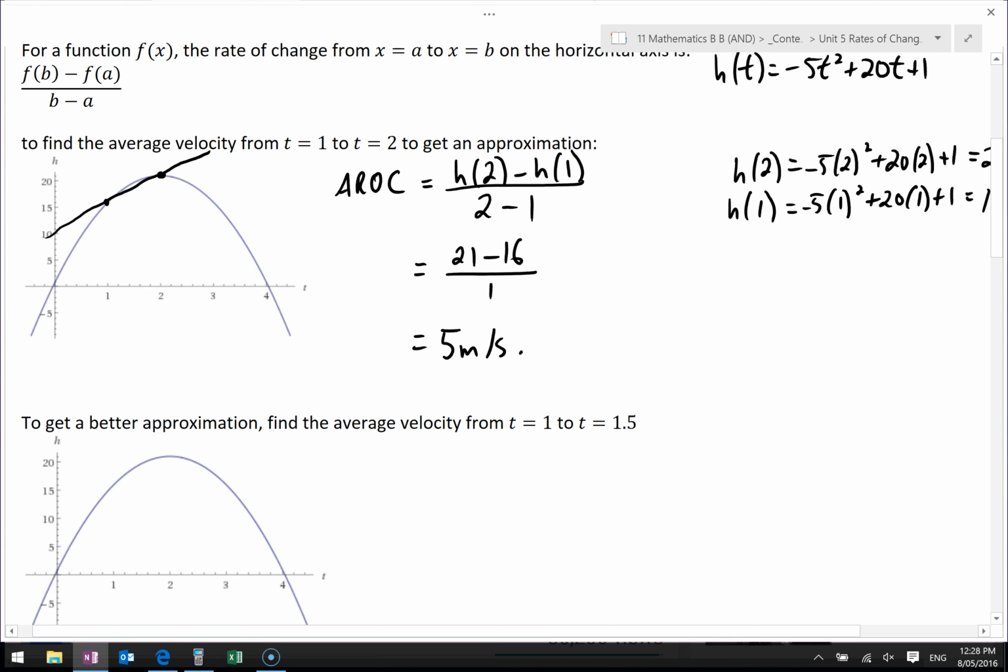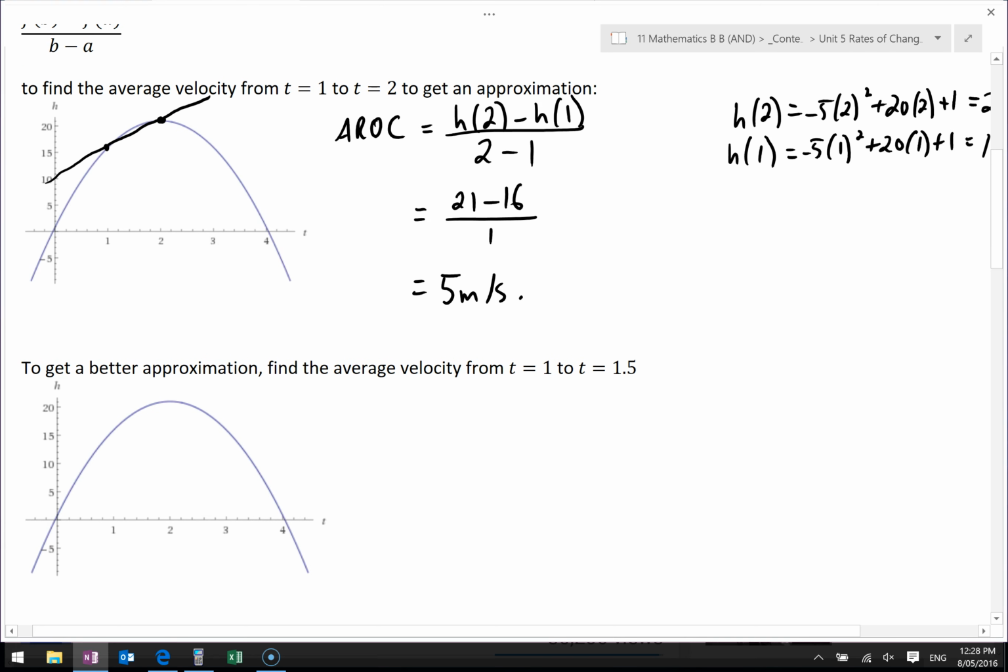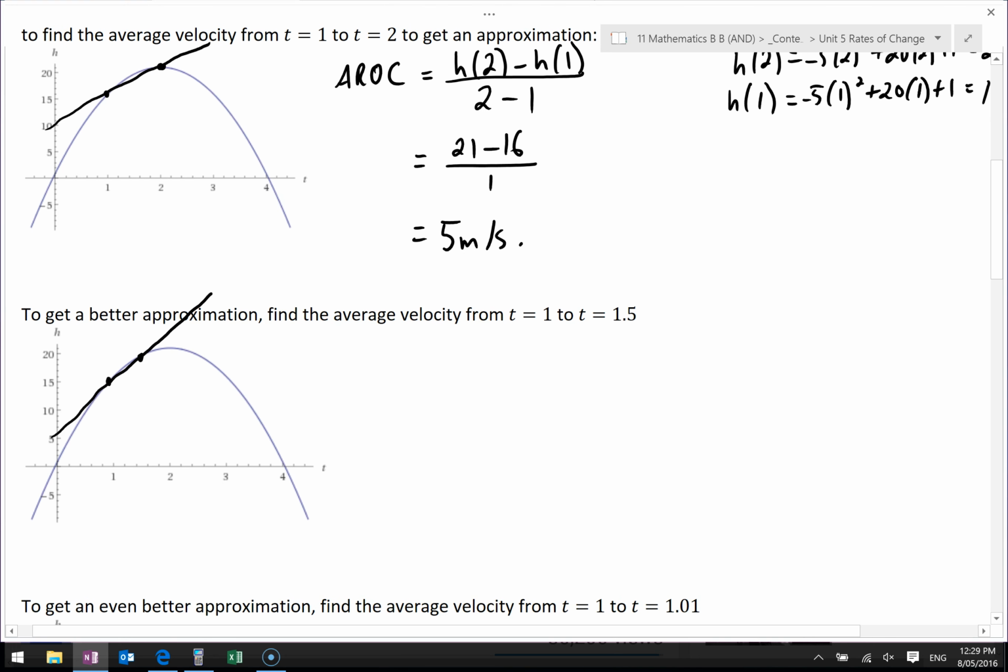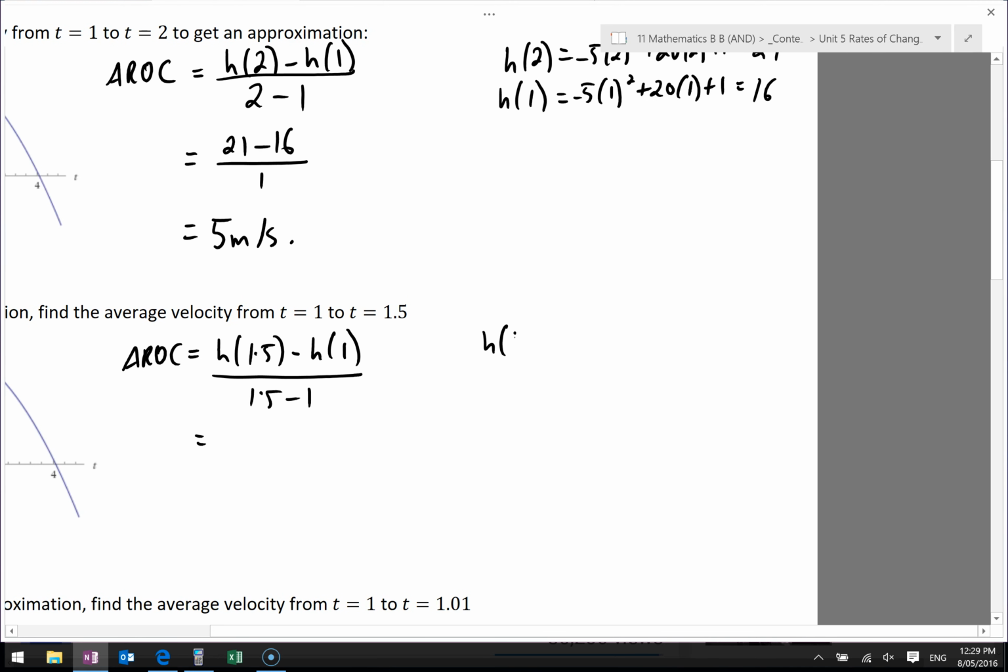So instead of going between t equals 1 and t equals 2, I'm going to try between t equals 1 and t equals 1.5 and find the average rate of change there, which hopefully will be closer to the tangent. Okay, so again, same deal, average rate of change, h of the biggest one minus h of the smallest one, divided by the difference between these two. Okay, and I can evaluate both of these. So do that yourself, see how you go.